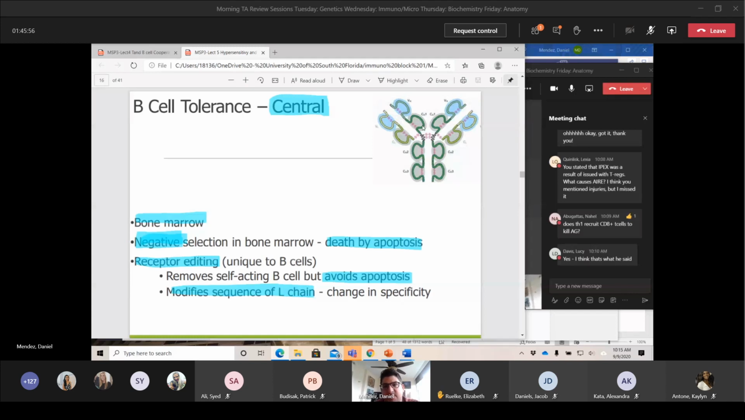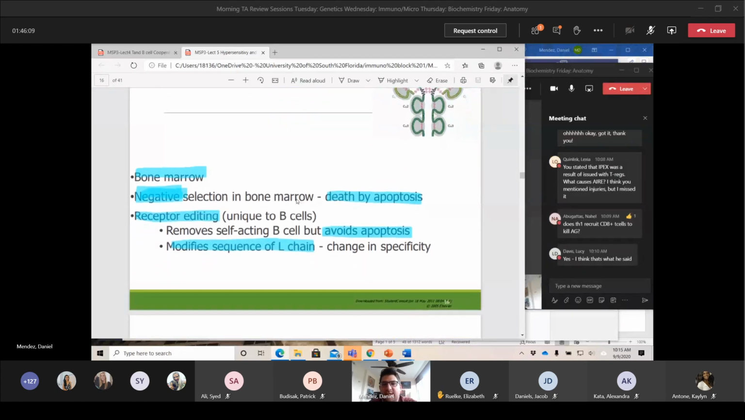So receptor editing. This is unique to B cells because the receptor is the Ig, the antibody. So here, remember, receptor editing is mainly going to occur on the light chain. So these ones on the outside, the variable light chain. So it removes self-reacting B cells through apoptosis, and it modifies the sequence of the light chain.